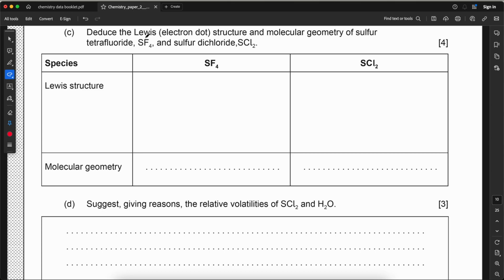Deduce the Lewis electron dot structure and molecular geometry of sulfur tetrafluoride SF4 and sulfur dichloride SCl2. S comes from group 6, so it should have 6 valence electrons, and the molecular geometry of SF4 is seesaw, and for SCl2 that would be bent or V shape.